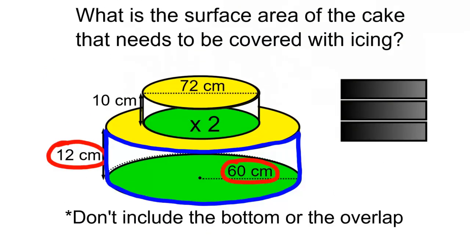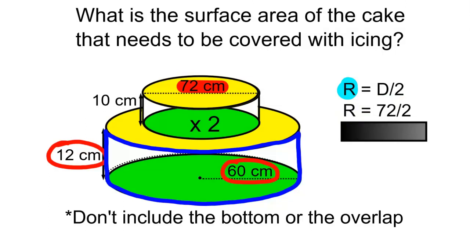The last shape we have to draw will be the cylinder on the top layer. But first we need to know the radius of the top circle. 72 represents the diameter of the top circle. Radius is equal to diameter divided by 2. The radius will be 72 divided by 2. So the radius of the top circle will be 36 centimeters.